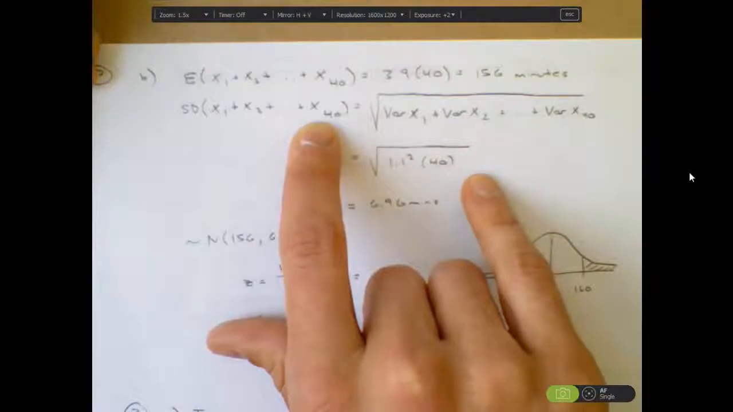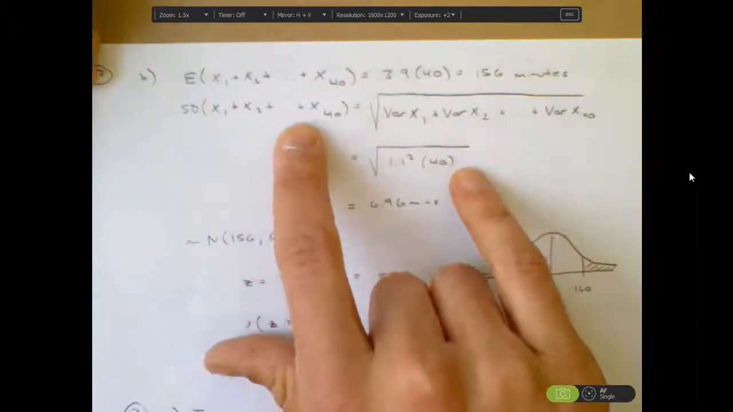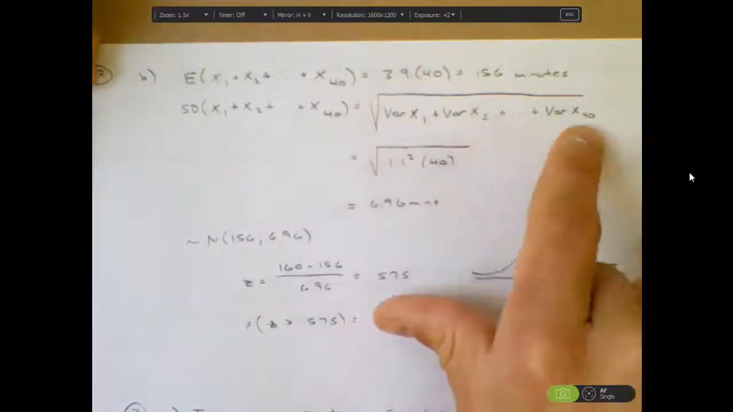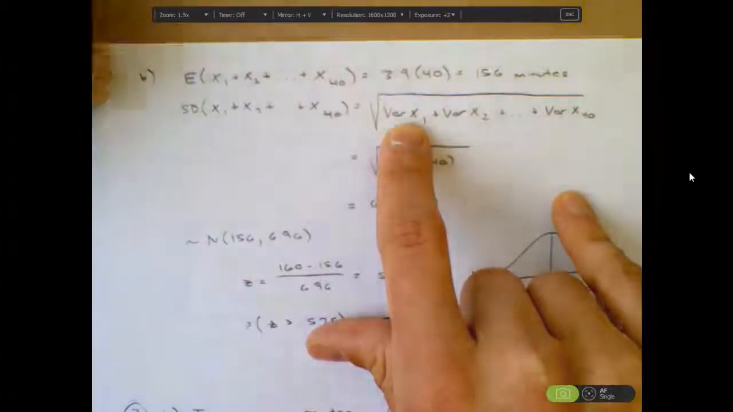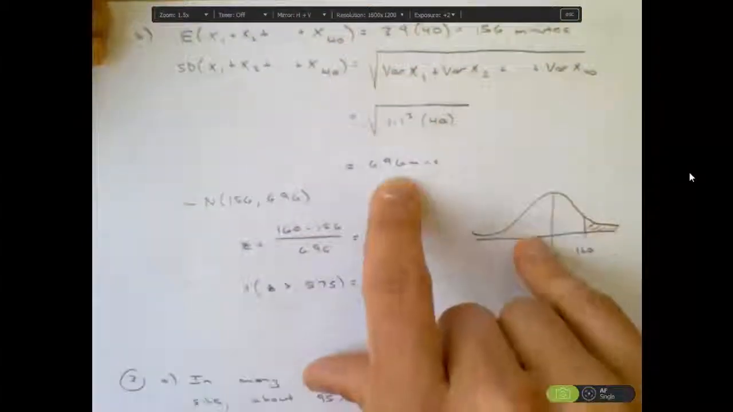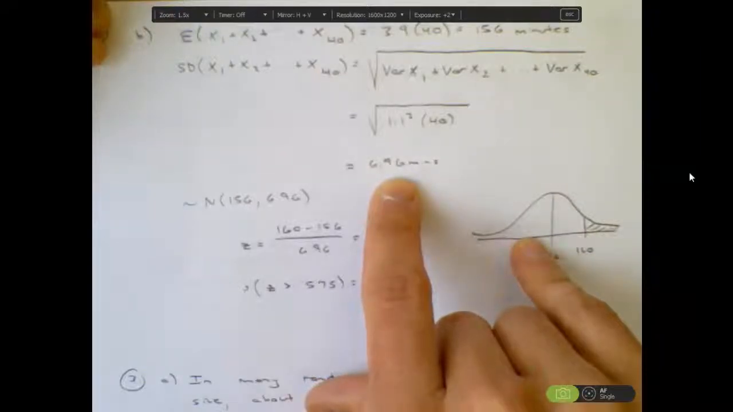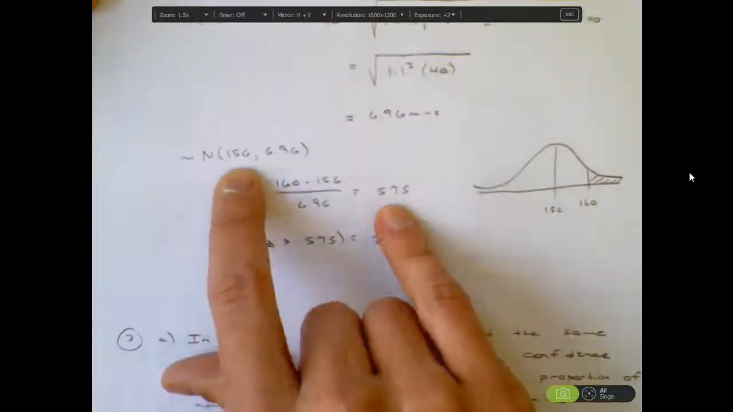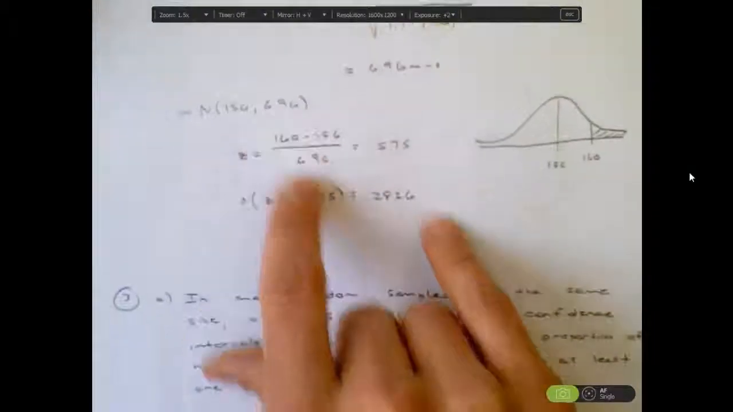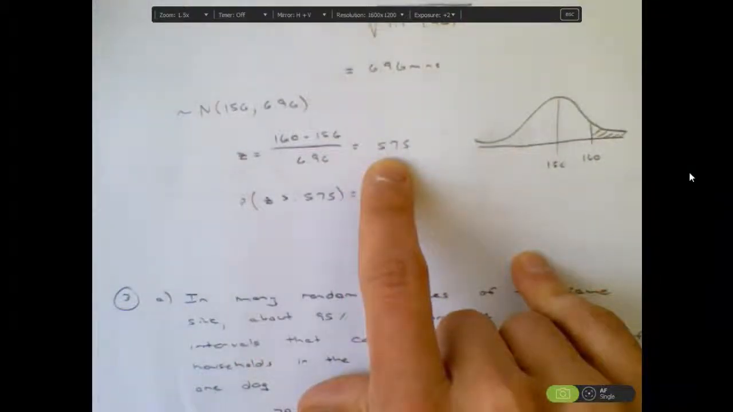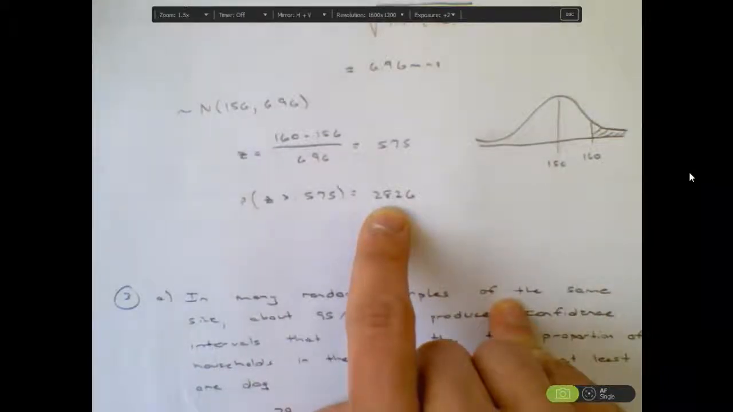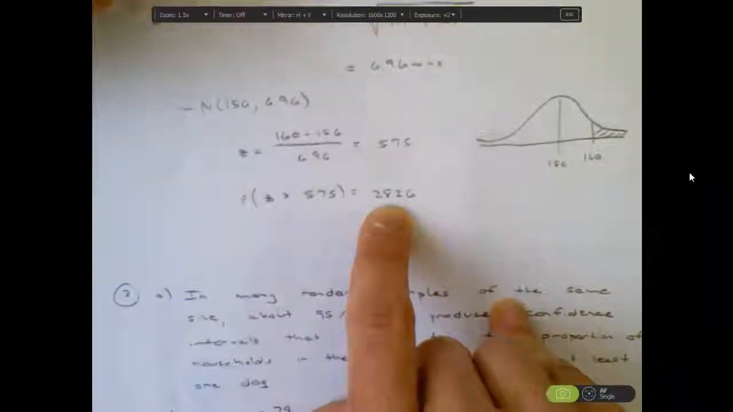Standard deviation, same thing. I have independent random variables. Their variances always add. So the variance for each one is 1.1 squared plus 1.1 squared 40 times. Standard deviation is 6.96 minutes. So I have a normal model. That's my mean. That's my standard deviation. Calculate a z-score. Do some normalcdf from that to 999. I'm going to get about 28%. Okay. This is going to earn me essentially correct.